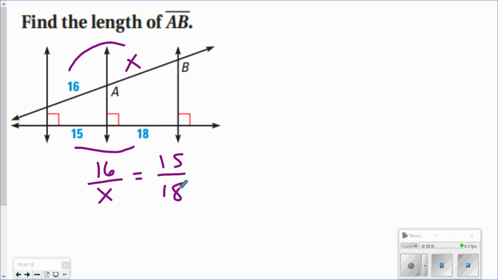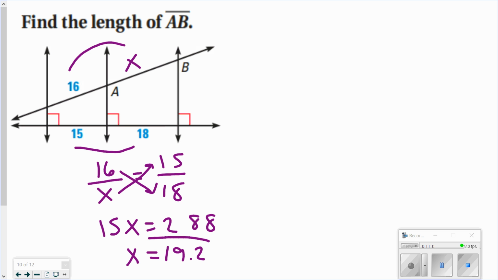I'm then going to cross multiply. So x times 15 is 15x. 16 times 18 is 288. Divide by 15 on each side. I end up getting that x is equal to 19.2. I can't have a decimal here because it is a pretty number. I don't have a repeating decimal. So in this case, that answer would be fine.